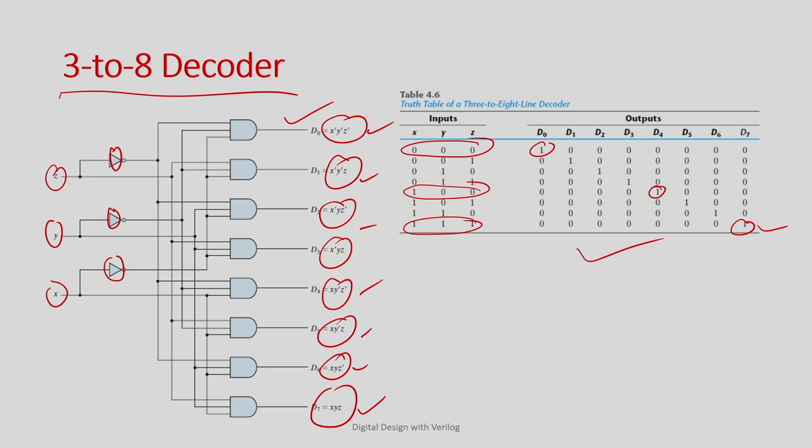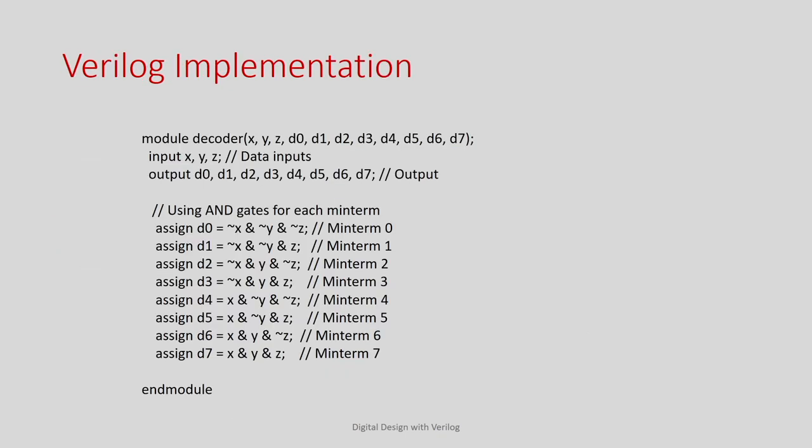So, the implementation is basically, for each output, D 0 is nothing but X bar, Y bar, Z bar, and so on. Because this just captures this, this just captures this. So, it is basically D 1 equal to X bar, Y bar, Z, and so on. This way, each output is nothing but a min term. Okay. Implementation is very straightforward.